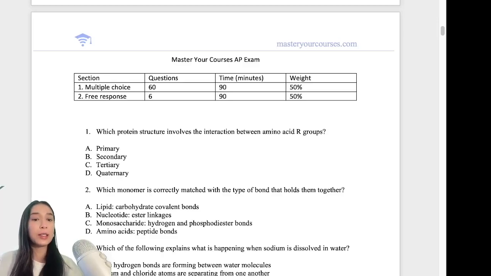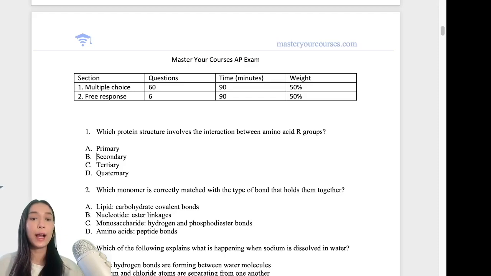So this first question is asking which protein structure involves the interaction between amino acid R groups. This is referring to, in the first unit, the 4 levels of protein folding and structure. So we know that amino acids need to be strung together to make a protein, and this has to be folded into the right shape so that it can do its function.